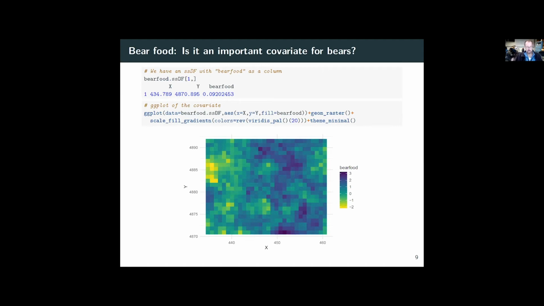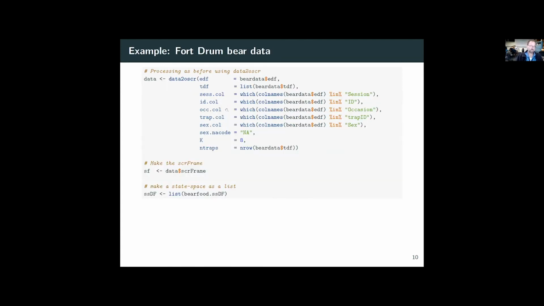It looks patchy, reflecting the spatial correlation structure that we use to simulate the variable, but it's also how things usually look in practice. So once we have defined our state space and we have a bear food covariate, we're ready to move on and create the SCR frame. We'll have the two things we need to begin fitting models, the SCR frame and the state space data frame.